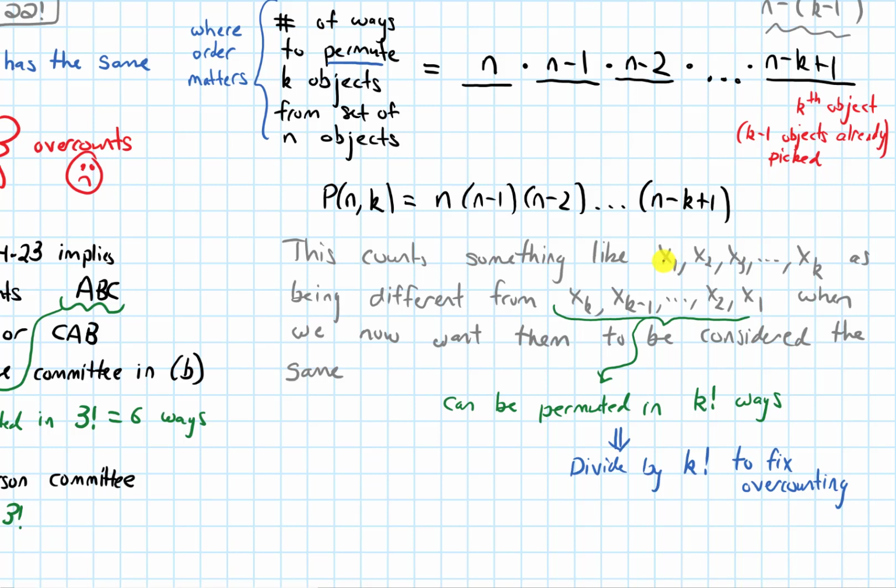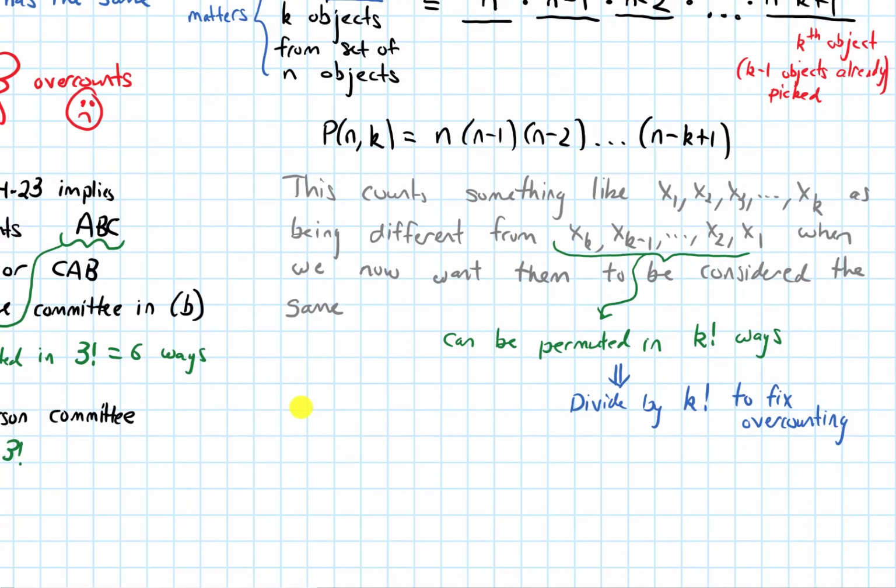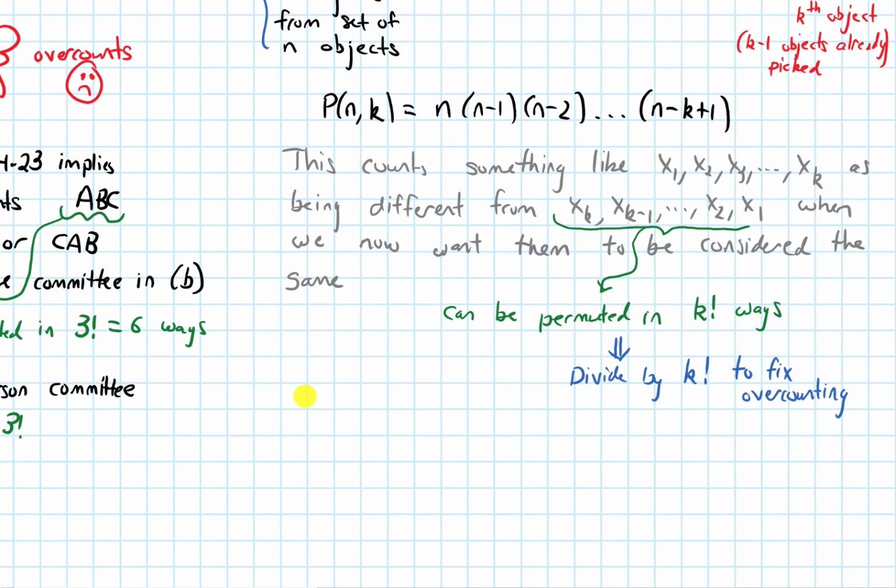Essentially, every collection of k objects is getting counted k factorial times under this initial formula that we have. All right, so we are now ready to write down the number of ways.